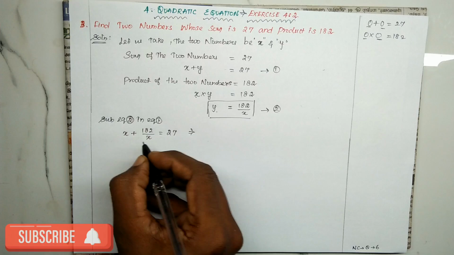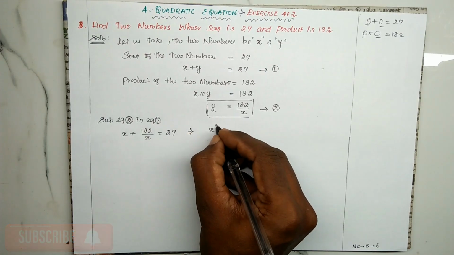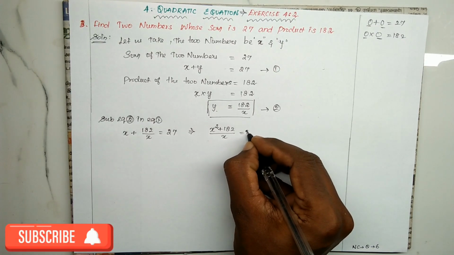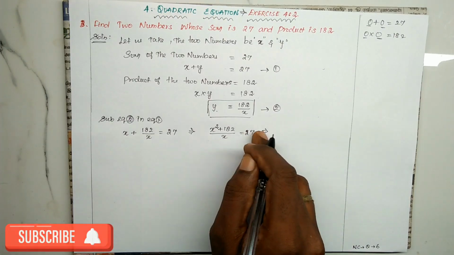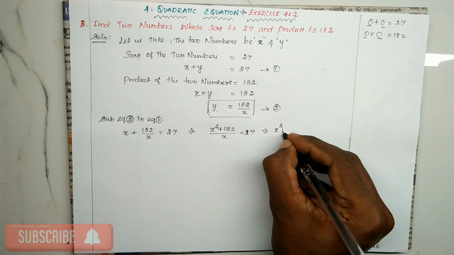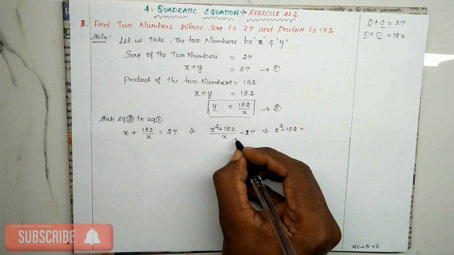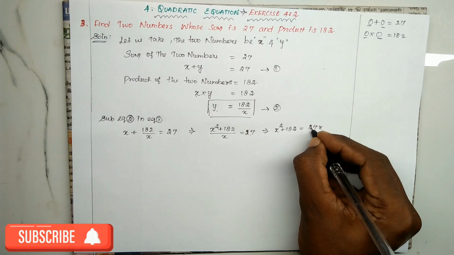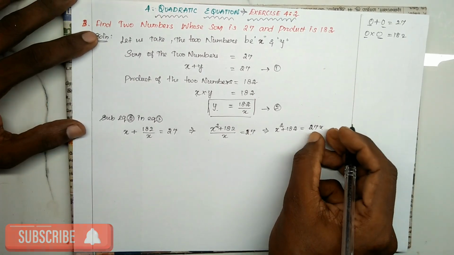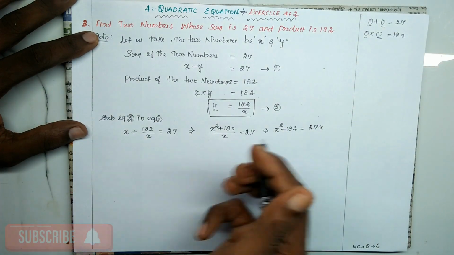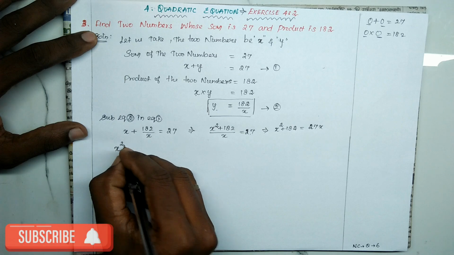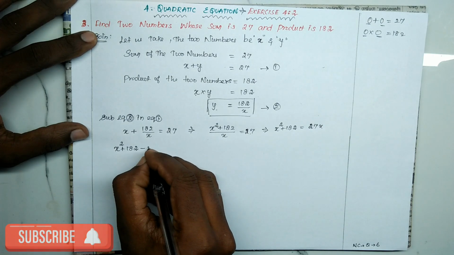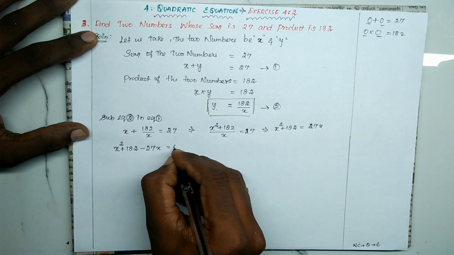Now simplify this equation. So x into x will become x square plus 182 divided by x, that is equal to 27. Now moving this x to RHS, we will get x square plus 182 is equal to 27 into x. So this will become 27x. Now we are moving this 27x from RHS to LHS. We will get the quadratic equation form. So x square plus 182. This 27x will become minus 27x, that is equal to 0.